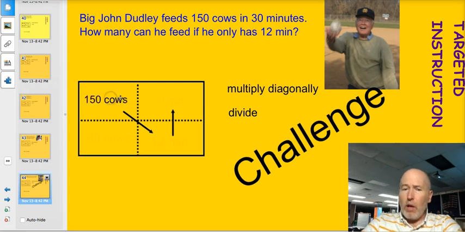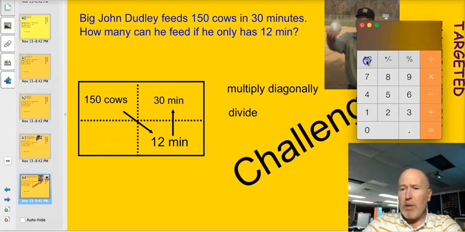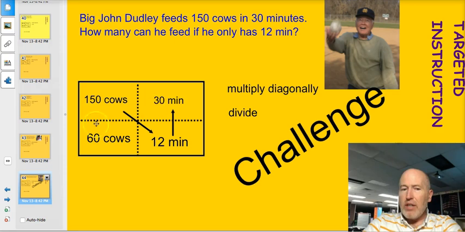All right, well, it's 150 cows in 30 minutes, but this time he only has 12 minutes. This is where the beauty of the box comes in. You can take that box, and it doesn't have to be 1 down there. You can take that 150 cows times the 12. And now I'm going to divide the third number, divide by 30, and you're going to get 60 cows. And you can see it. 150 times 12 is 1,800. 60 times 30 is 1,800. Cool, huh? I think so.